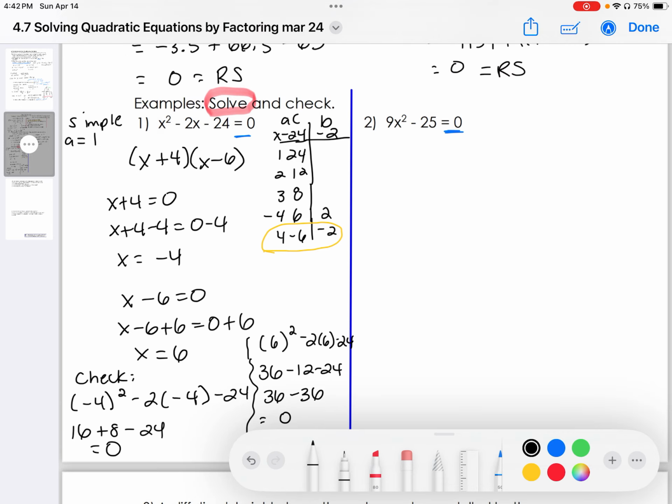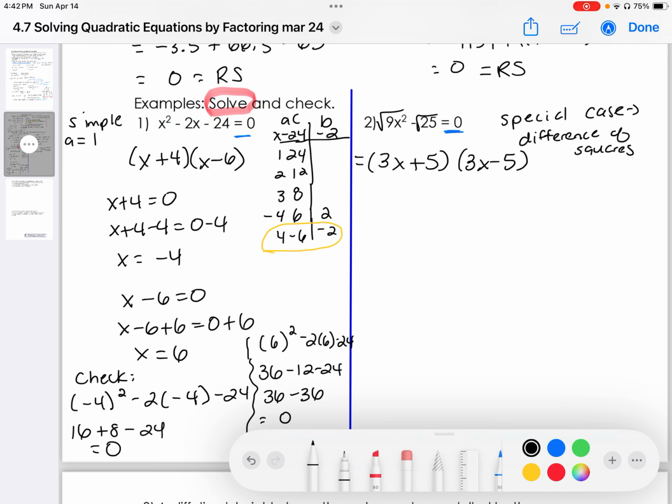Okay, so this is a special case. It's only got 2 terms, so hopefully that is your reminder. It's going to be a difference of squares. Okay, so I'm going to square root the 9 and the 25. So 3x plus 5, 3x minus 5. Square root of 9 is 3, square root of 25 is 5.